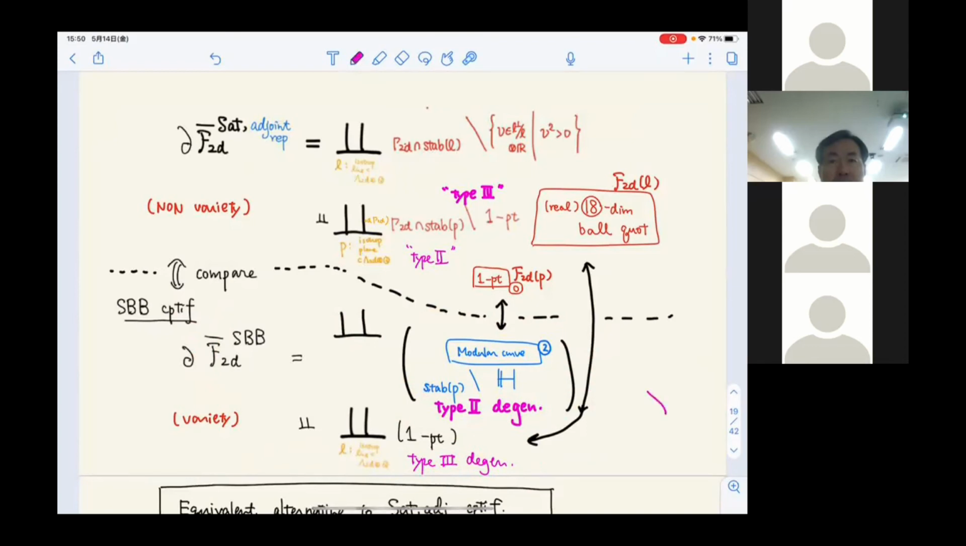So the boundary looks like this. Indeed, in this one case, the boundary looks like this. This part corresponds to the curves above, and this corresponds to the points here. If the K3 goes to here, then it corresponds to type 2 degeneration. And if the K3 goes to here, then it corresponds to type 3 degeneration.